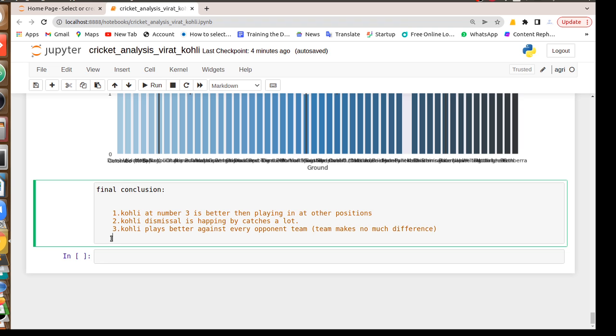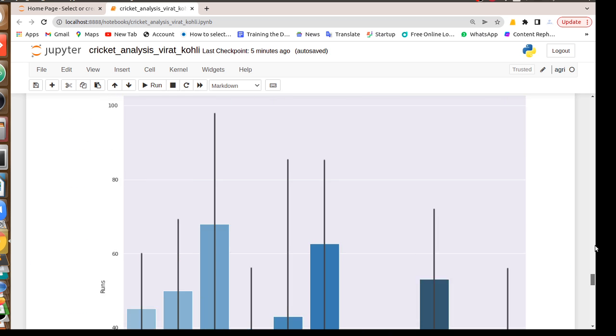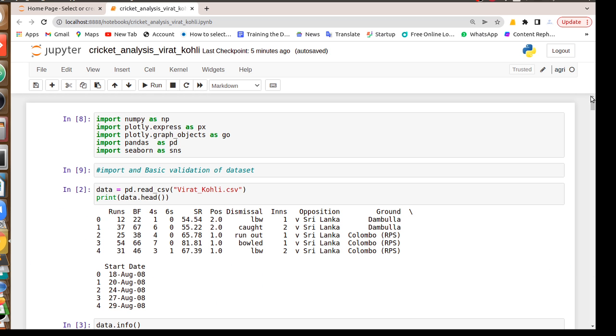Normally anyone can say to send Kohli at number 3, or that Kohli will play better at the opening or some other position. But as data science people, we should say it with numbers, with proof. That is our main concern today. We will analyze the data and say why we are concluding that.